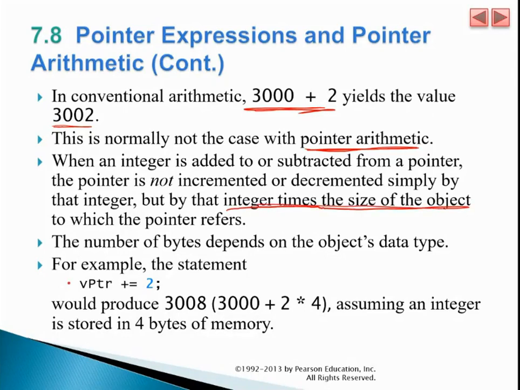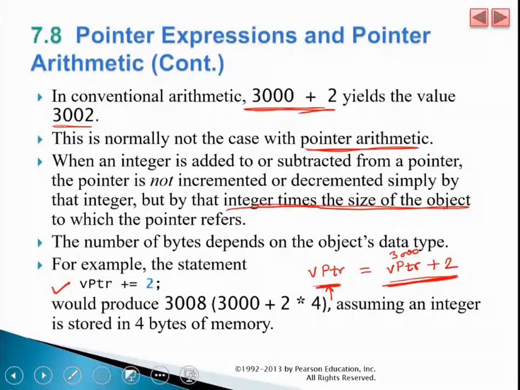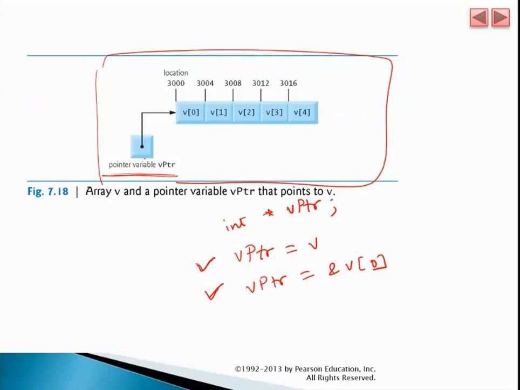Okay, so suppose I do this operation, vPtr plus equal to 2. It means that vPtr is equal to vPtr plus 2. I am adding 2 to vPtr. So what will get stored in this particular vPtr? Let's see. The current value of vPtr is 3000, as shown in this figure. vPtr is pointing to this memory location. So what is the address which gets stored here? 3000 will get stored here.